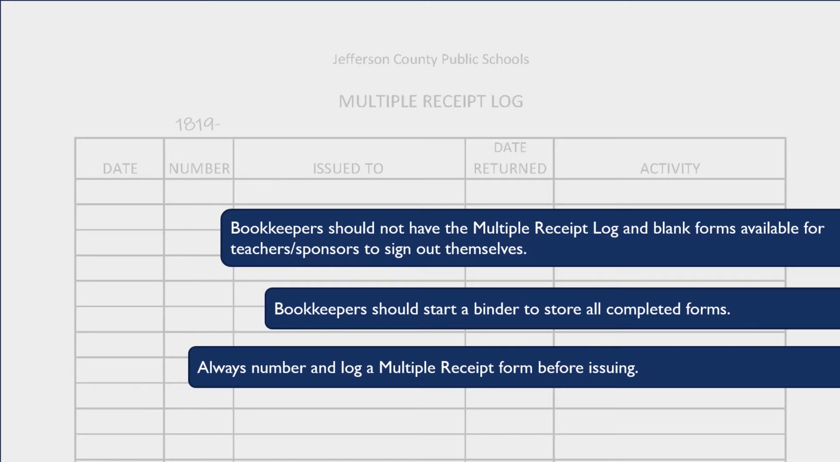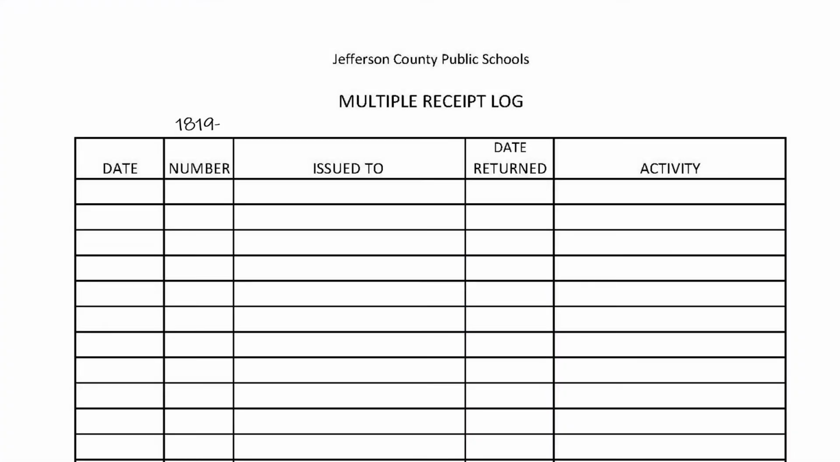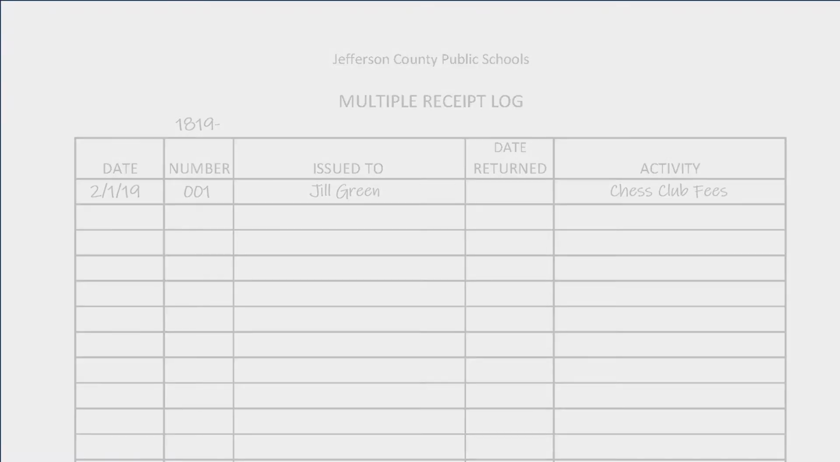Before any multiple receipt forms can be issued, the bookkeeper must always number the form and log it on the multiple receipt log. The multiple receipt log is pretty self-explanatory. Simply type or write in the issue date and the next available multiple receipt number. Then, type or write the teacher, coach, or sponsor's name who is being issued the form for collection purposes. Finally, write in the activity or reason the funds are being collected.